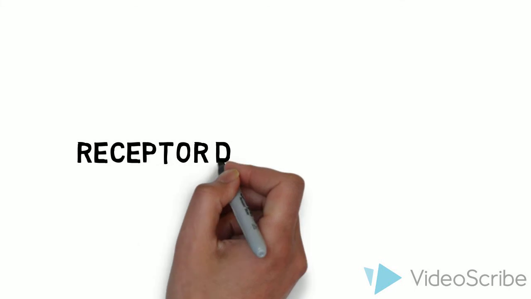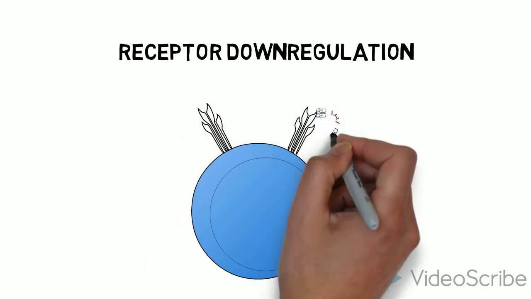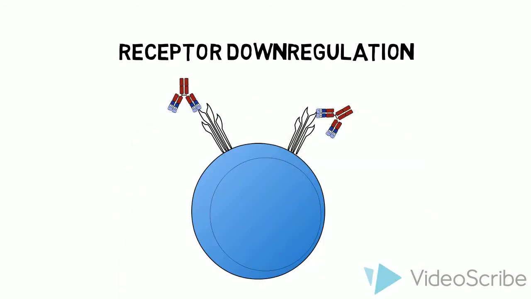Receptor downregulation is yet another use of monoclonal antibodies. Here you can see the free receptor which antibodies bind specifically to. This in turn results in the receptor being taken into the cell, thus reducing the number of receptors. This ultimately reduces cell signaling dependent upon that receptor type.